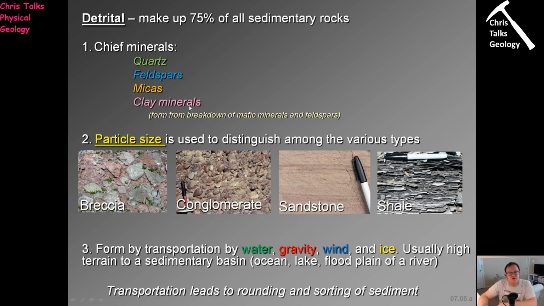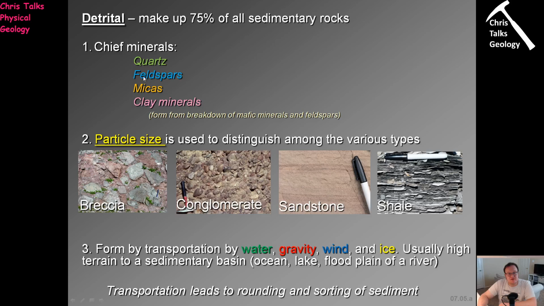Okay, so detrital rocks. They make up about 75% of all sedimentary rocks. They're by far and away the dominant variety. And detrital rocks are typically made up of four minerals. Quartz, SiO2, feldspar. Now if you remember, feldspar typically comes in a couple of common varieties, potassium feldspar and plagioclase feldspar. They're both quite robust minerals and typically pretty chemically stable.